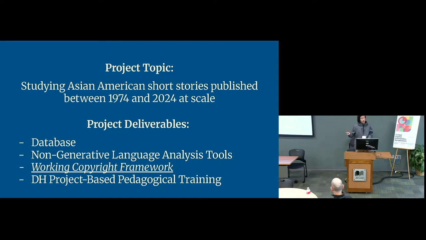Third is a working copyright framework, because as we noticed, 1974 and 2024, they are in copyright protection range, so we'll be dealing with that, which is one thing that we believe is affecting digital humanists like us a lot: how do we deal with work that is in copyright protection? How do we continue the scholarship while protecting and respecting artists' and writers' right to their intellectual creation? And lastly, we hope to use this project to develop pedagogical and technical training for other students on the team, as well as whoever wants to be a part.